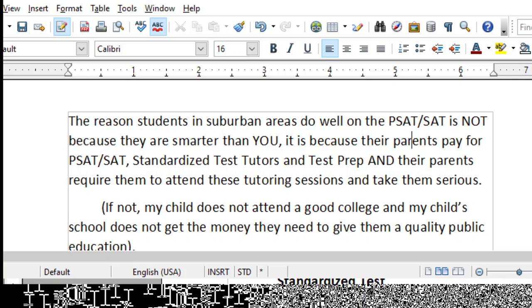One, they are paying for a tutor, and they make sure that their child attends every session and takes it seriously because they're paying for it. They also want their child to get into a good college. And also they understand if my child does not score well on this PSAT or SAT, then the high school that my child attends will not get the money that they need. And without that money, my child won't be able to get the resources that they need to get a quality education.